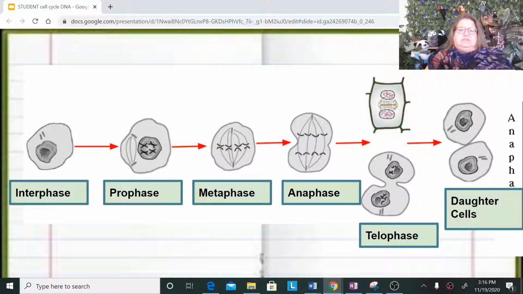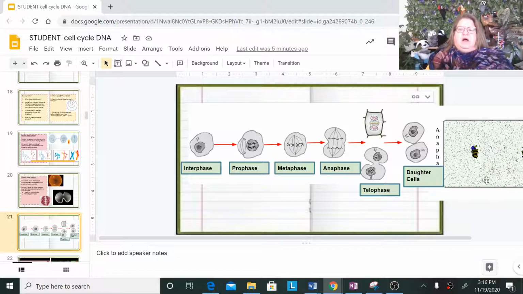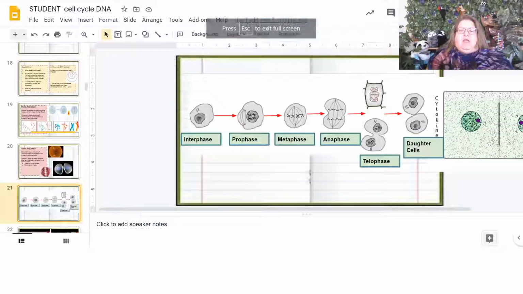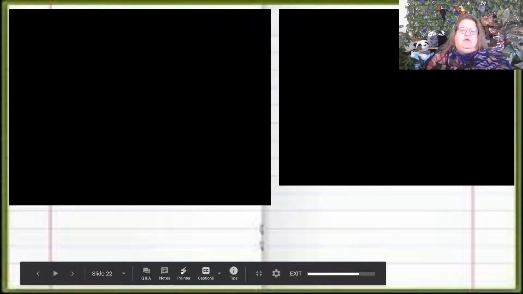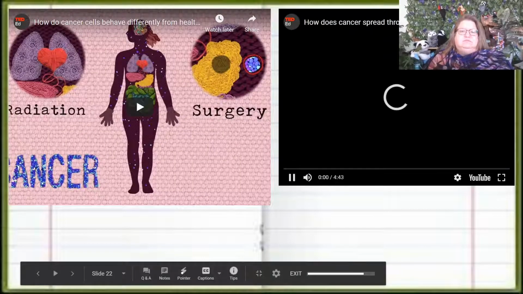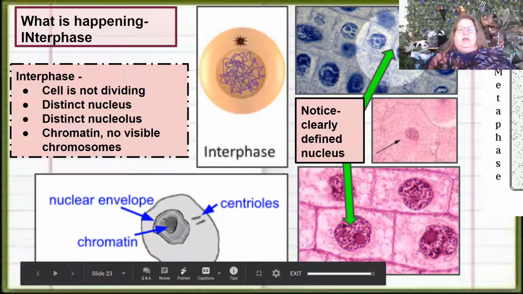Now, you'll notice on your slides, almost every slide I have this GIF. It's a really handy GIF. It shows everything that's happening in a nice, almost like little animated section. And so you'll be able to reference this as we go on. So let's take a look at our first stage, and it's going to be on interphase.